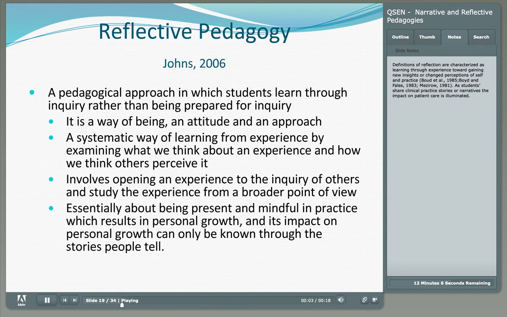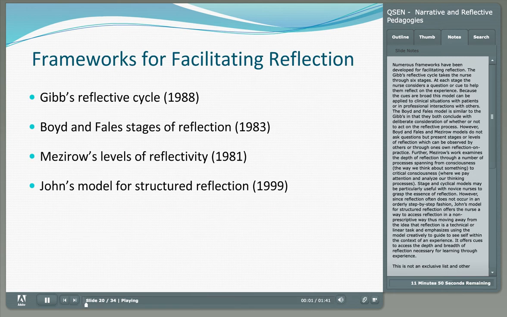Definitions of reflection are characterized as learning through experience toward gaining new insights or changed perceptions of self and practice. As students share clinical practice stories or narratives, the impact on patient care is illuminated. Numerous frameworks have been developed for facilitating reflection. The Gibbs reflective cycle takes the nurse through 6 stages. At each stage, the nurse considers a question or cue to help them reflect on the experience.